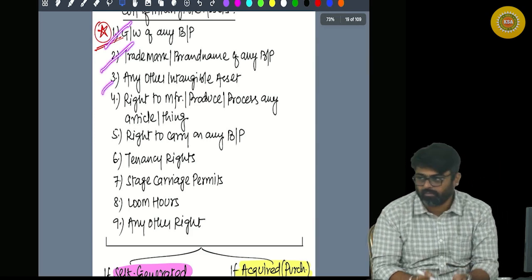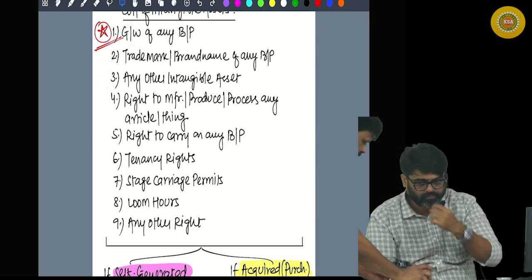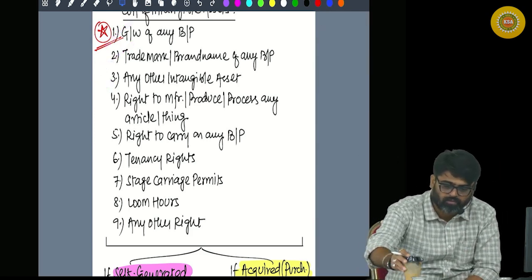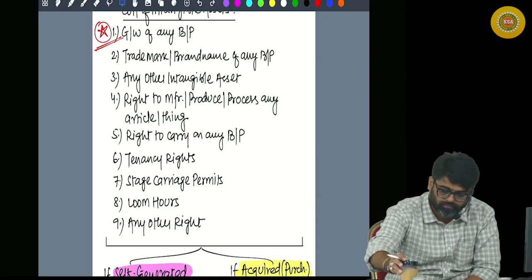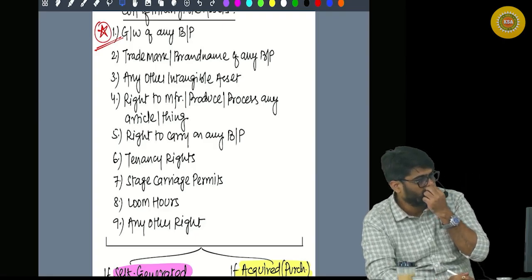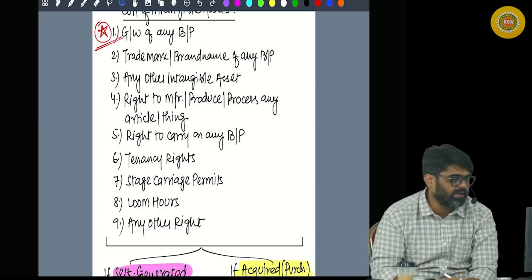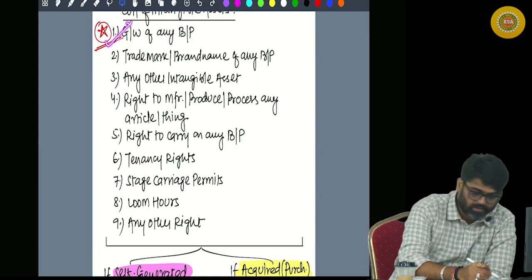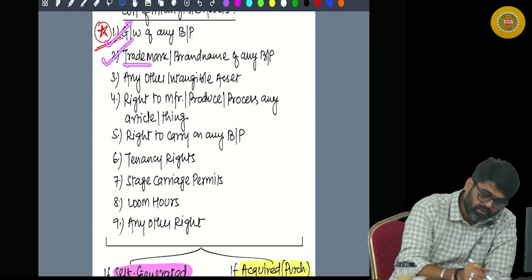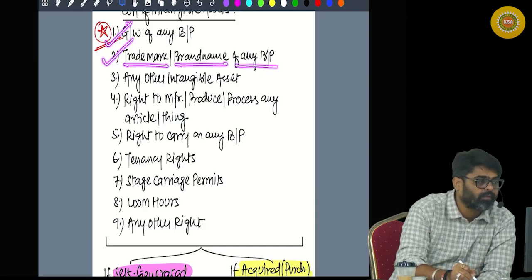Read the names one by one, come on, fast. Goodwill of any business or profession. Second one, trademark or brand name of any business or profession. Third one, any other intangible asset. Wait. First intangible asset, goodwill. Second intangible asset, trademark, brand name.